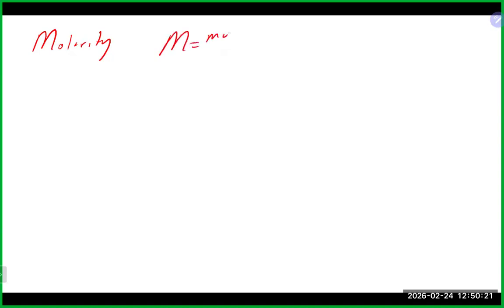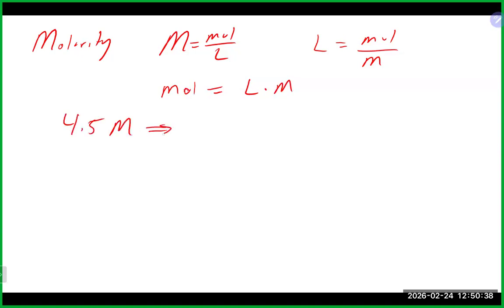Molarity is moles of solute per liter of solution. That is rearrangeable. Liters is equal to moles divided by the molarity. Moles is equal to liters times the molarity. When you have a number that is in molarity, you should convert it out of molarity so you can see both of the units: 4.5 moles per liter.